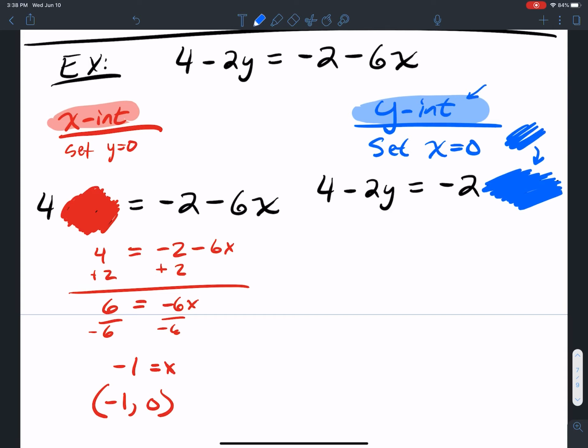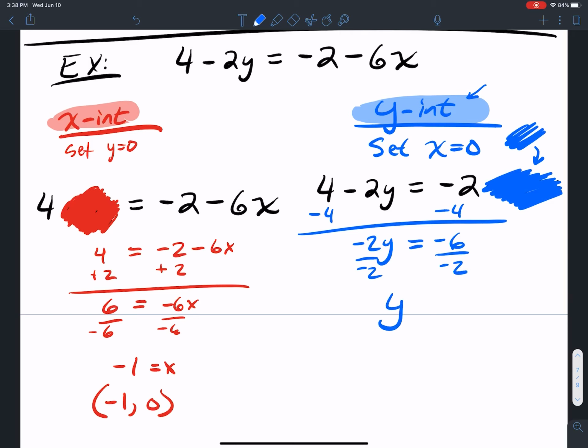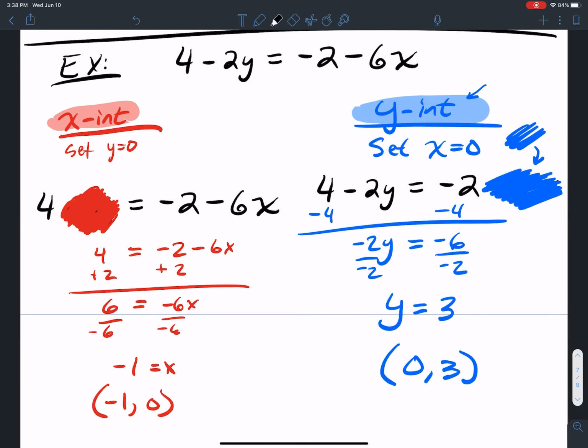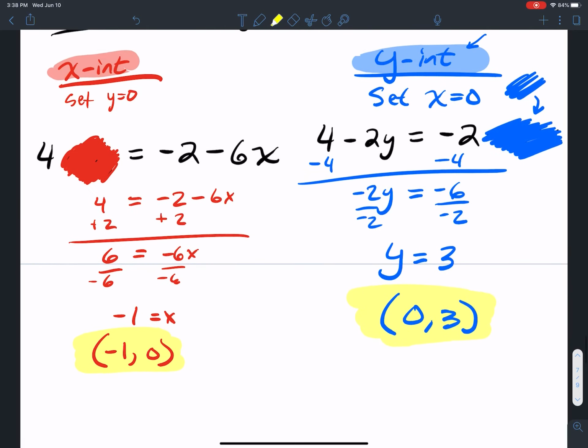Because if I'm going for a y-intercept, all I care about is the y's. Subtract 4, subtract 4. I get -2y equals -6. Divide by -2, divide by -2. y equals 3. So what does this tell me? The y-intercept is 0, comma 3. So now I have 2 points: -1, 0 and 0, 3.